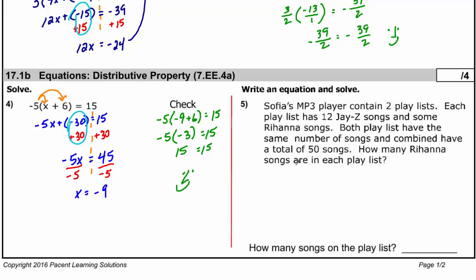Sophia has 2 playlists. Each playlist has some number of Rihanna songs and 12 Jay-Z songs. So R is going to be Rihanna songs.